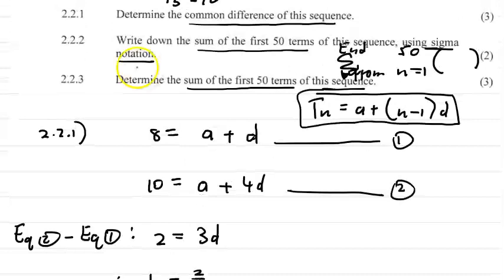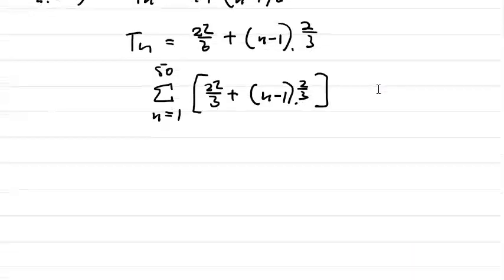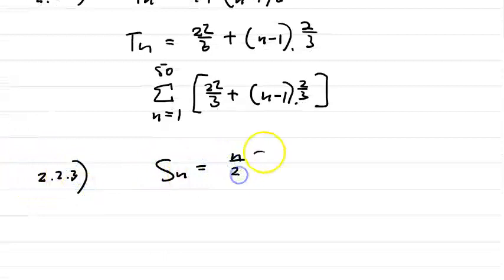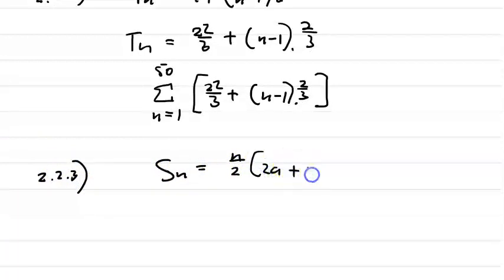In the next question it says, determine the sum of the first 50 terms of this sequence. So we're going to be using the formula that I showed you a little bit earlier on. Remember, there are two formulas that we can use. The formula that I'm going to use is Sn equals n over 2 into 2a plus n minus 1 times d. The other formula that we are given is Sn equals n over 2 into a plus l. That's only if the last term is given. Otherwise we'll just use this formula.